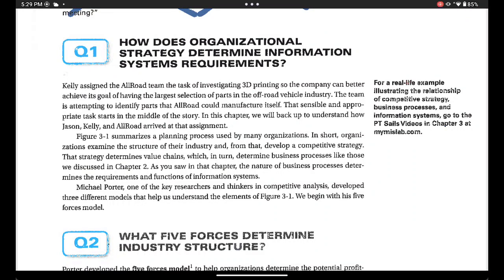So this is the second video of business management information systems. So let's get to it. How does the organization strategy determine information system requirements?